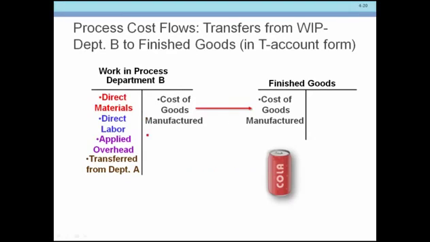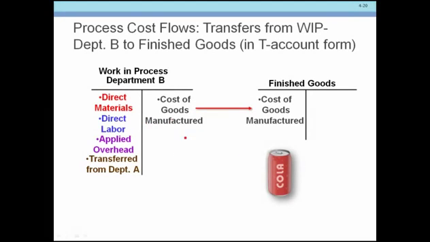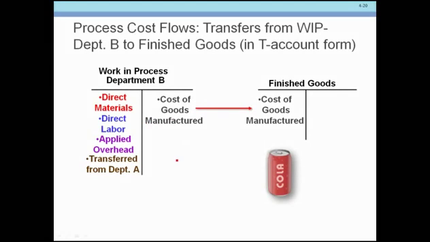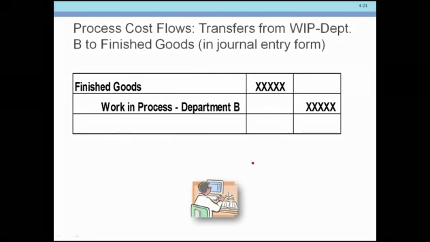Then we're assuming we only have two departments. Once Department B has finished, guess what happens? Cost of goods manufactured is calculated for Department B, and the goods are transferred to finished goods, and now this is a completed unit. Now we are ready to sell it. So we credit work in process Department B, and we debit finished goods.